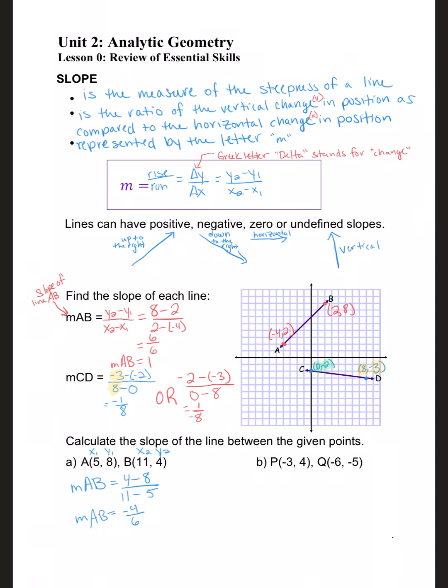Okay, so the slope of AB is going to equal -4/6. And we want to make sure we always reduce. So if we were going to reduce -4/6, we should be able to simplify that to a -2/3, right? We should be able to divide both of those by 2 to simplify. Go ahead and pause the video and see if you can determine the slope for example B. Okay, so using the exact same formula of y2 minus y1 over x2 minus x1, hopefully we found that the slope of PQ is 3/1.